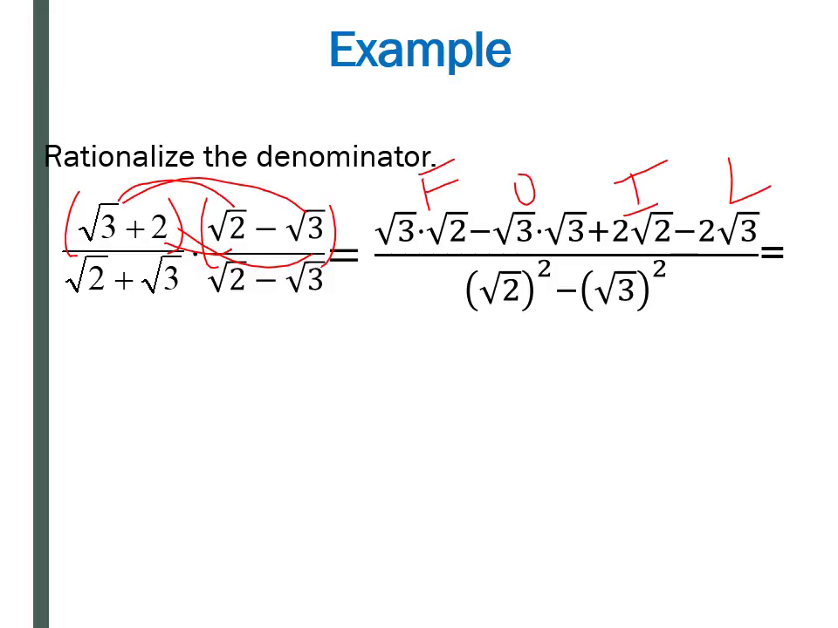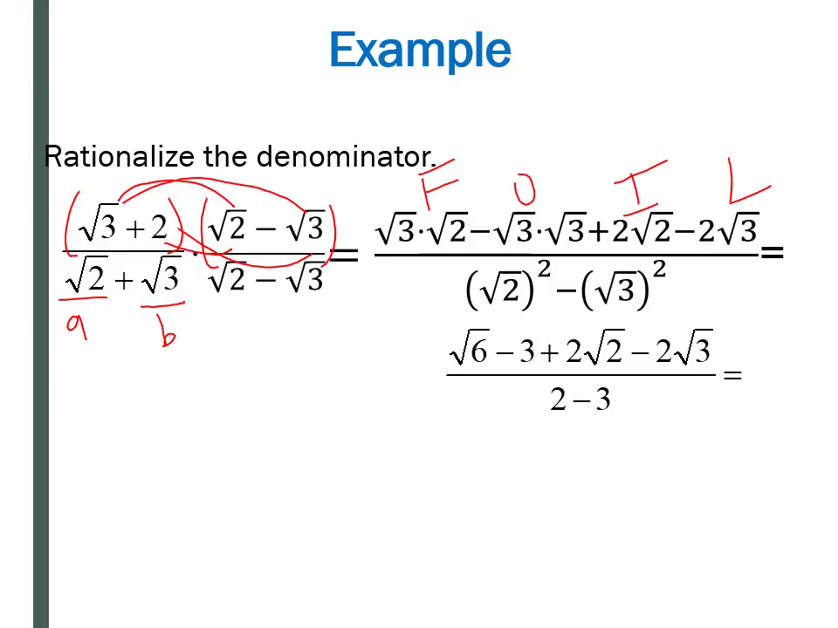And then we're going to use the rule for difference of two perfect squares and simplify our denominator. So my a term here is square root of 2, and my b term is square root of 3. So it becomes square root of 2 squared minus square root of 3 squared. And so I keep simplifying.